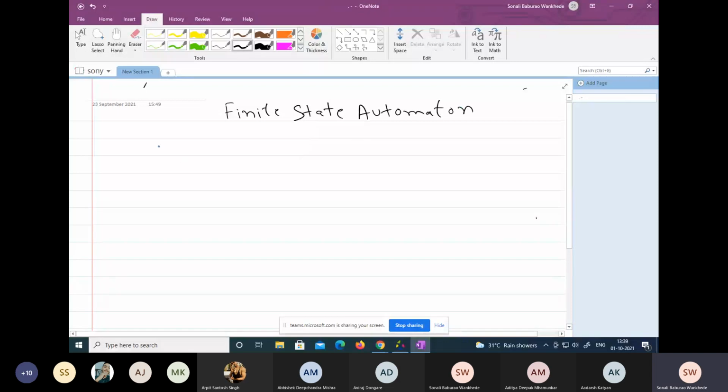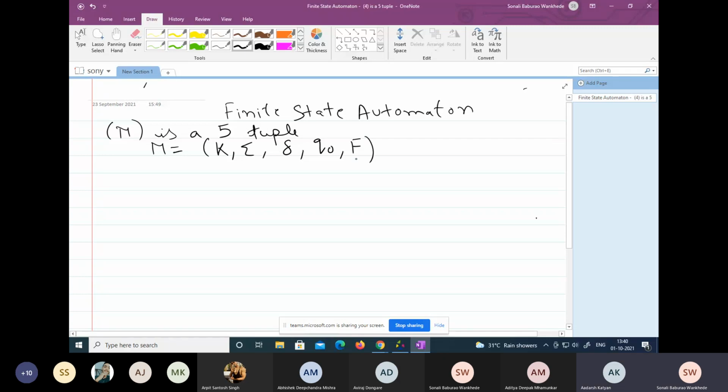It is shown in the form of M. It is a five tuple. Now you must be aware of tuples. These are the values of a particular table or some elements present in a table. So a finite state automaton M is a five tuple and it is shown as M = (K, sigma, delta, Q naught, and F). Very good.